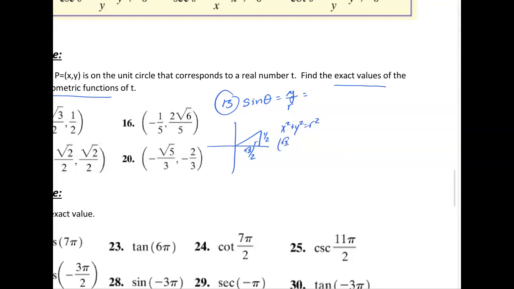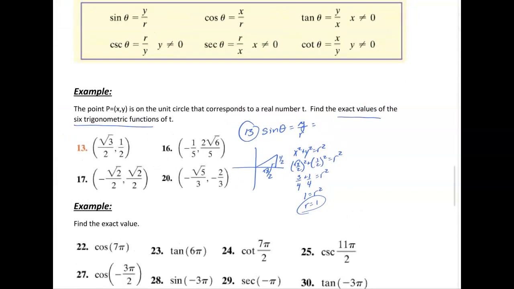So I'm going to use square root of 3 over 2 squared plus 1/2 squared, and that's going to be equal to r squared. So this is going to be 3 over 4 plus 1 over 4. That's going to be 1. And when I take the square root, I'm going to get 1. The radius is always going to be a positive number because we're talking about a distance, how long something is, right? And we're talking about the radius of a circle. So for sine, my sine is going to be 1/2 divided by 1, which is 1/2.